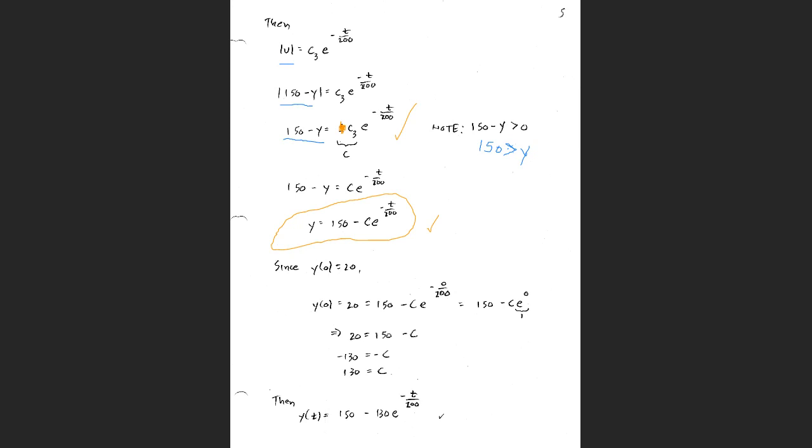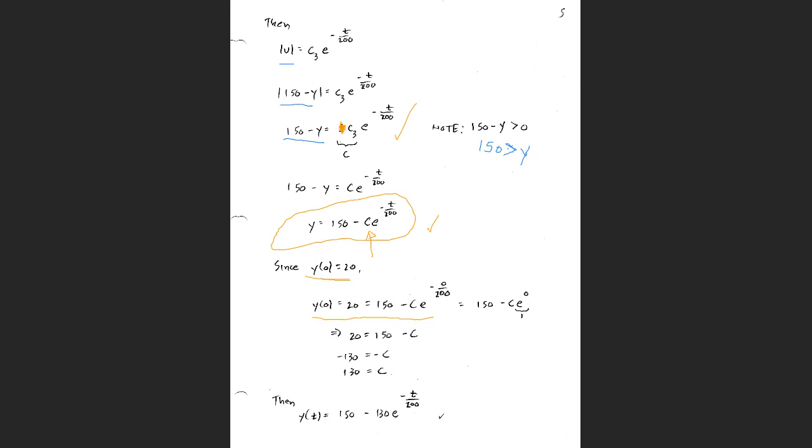Now the thing is, we need to figure out the constant C. What is the constant C? Well, we need an initial condition. We were given in the problem initially that there were 20 kilograms of salt in the tank. So to solve for that constant, I'm going to apply that initial condition to the equation. Y of 0 equals 20. That equals 150 minus C times e to the power negative 0 over 200.